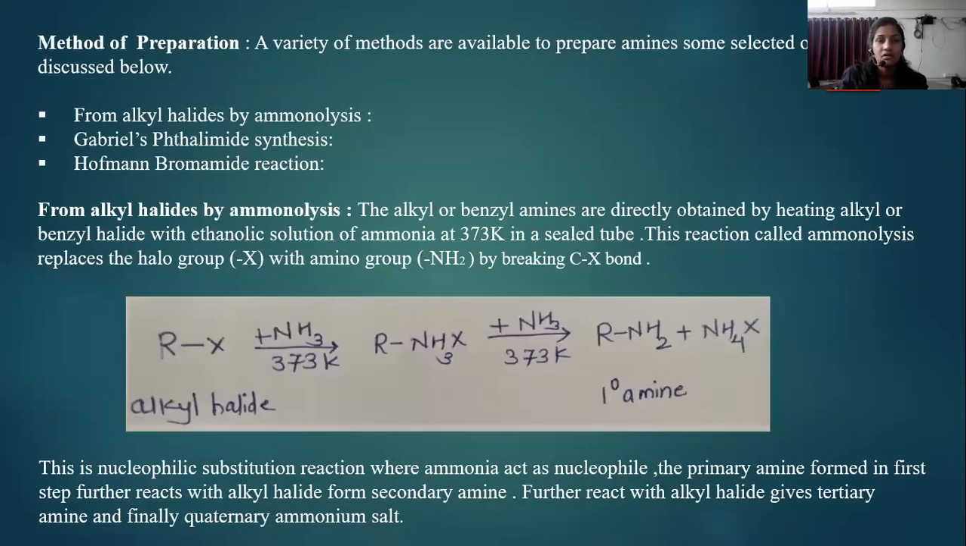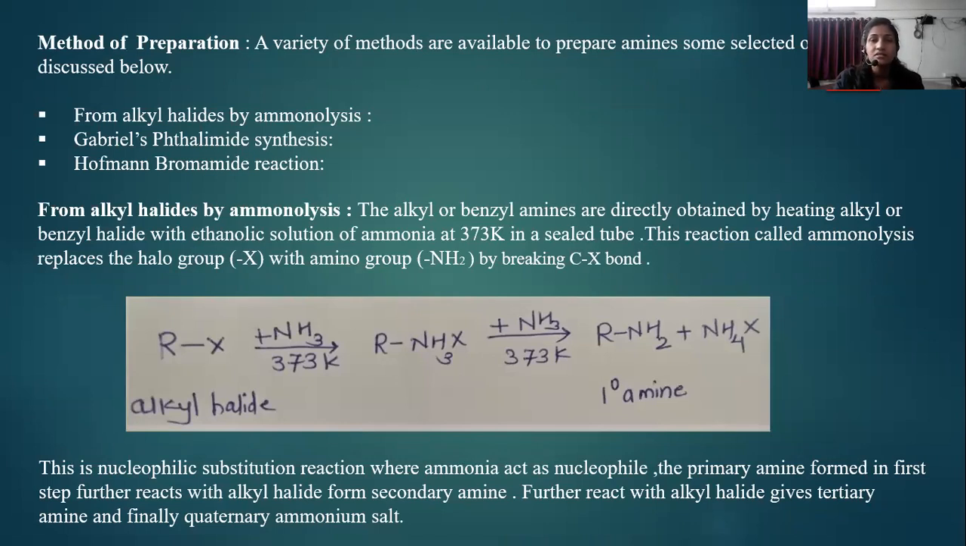Next point, methods of preparation. A variety of methods are available to prepare amine. Some selected ones are discussed. First is alkyl halide by aminolysis. Second is Gabriel phthalimide synthesis, and third one is the Hofmann bromamide reaction. First, from the alkyl halide by aminolysis.